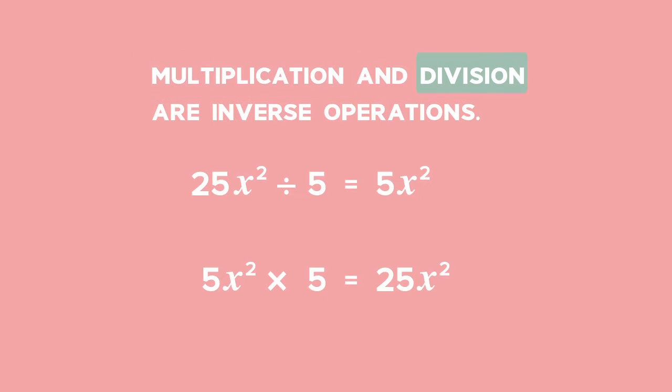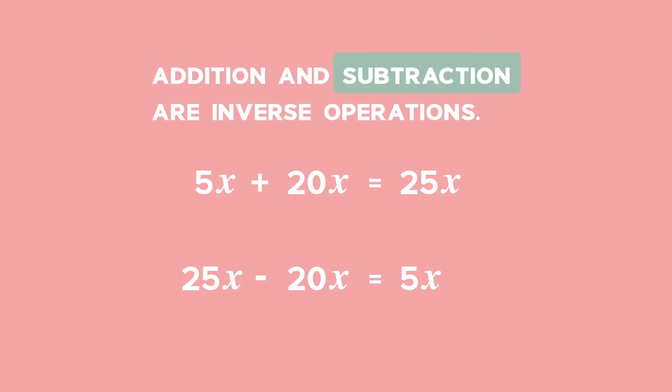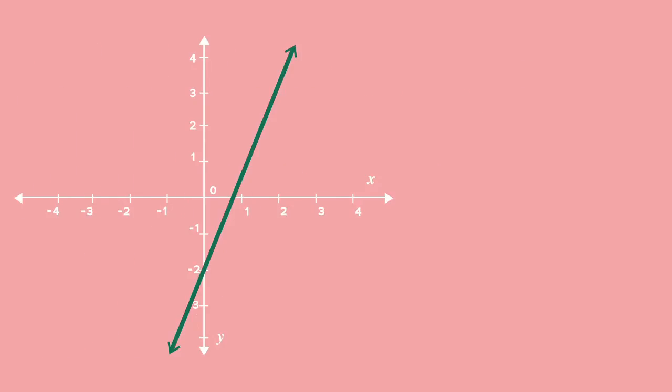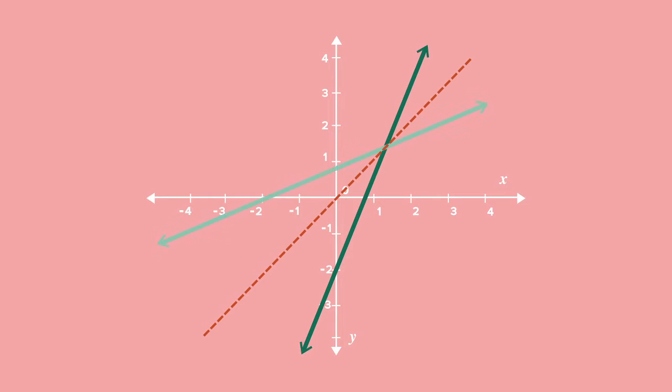Multiplication and division are inverse operations. So are addition and subtraction, and squares and square roots, which you have worked with extensively. It makes sense that graphs would have inverses too.